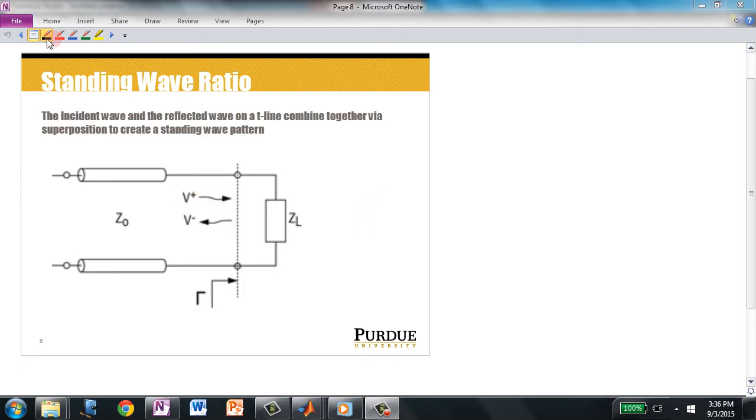So gamma is just the ratio of V bar minus to V bar plus. In essence, it's what percentage of V bar plus has been reflected.